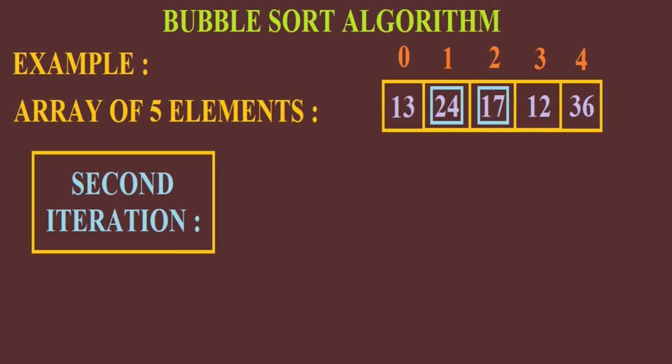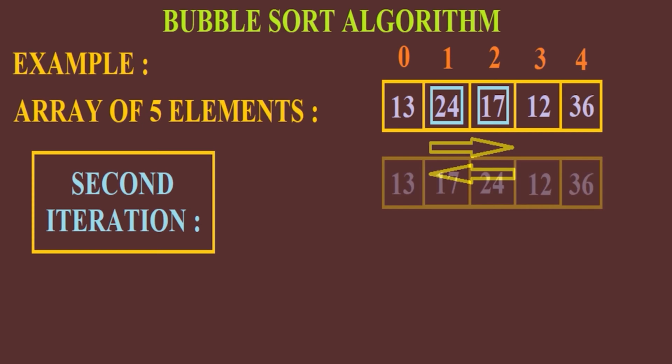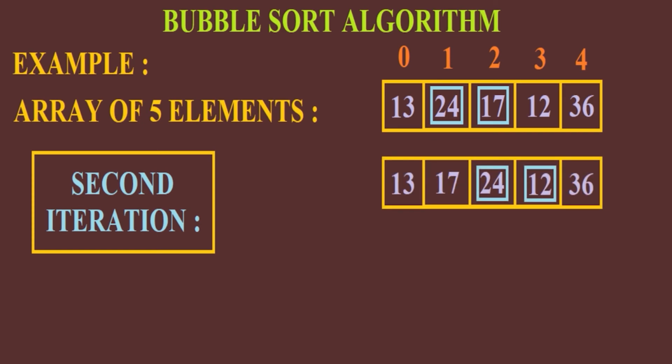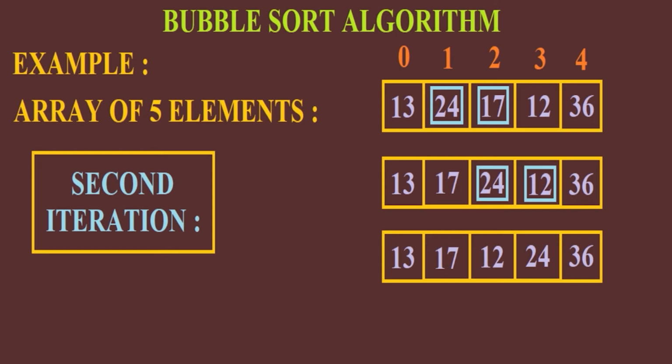Since 24 is greater than 17, they will swap positions. Now, 24 will be compared to 12. Again, as 24 is greater than 12, they will interchange positions. Then 24 will be compared to 36, and as 24 is less than 36, both of them will remain in their original positions. So after the second iteration, the array looks like this: 13, 17, 12, 24 and 36.